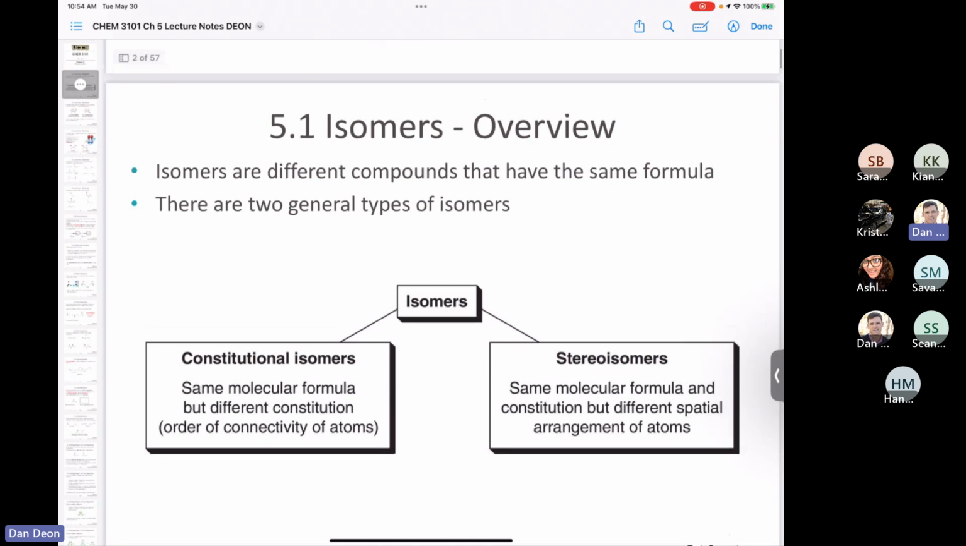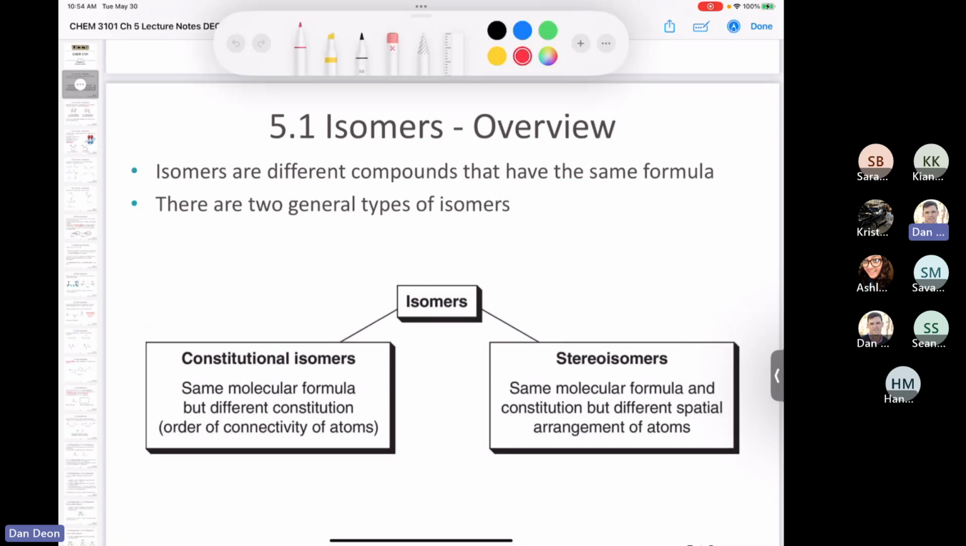And isomers are just compounds that have the same molecular formula. There's two types of isomers, constitutional isomers and stereoisomers. Constitutional isomers you're already familiar with. These are compounds that have the same molecular formula.